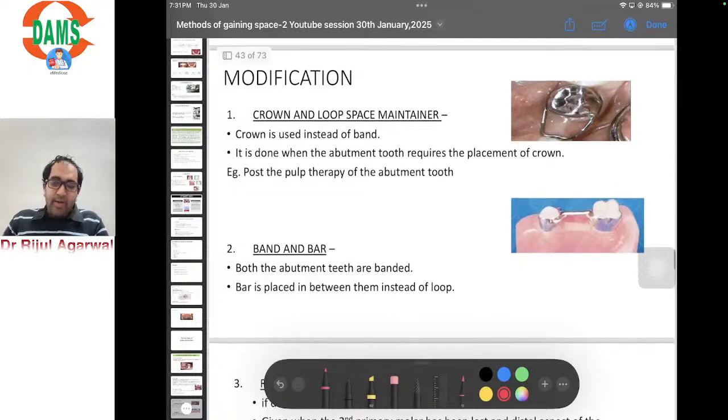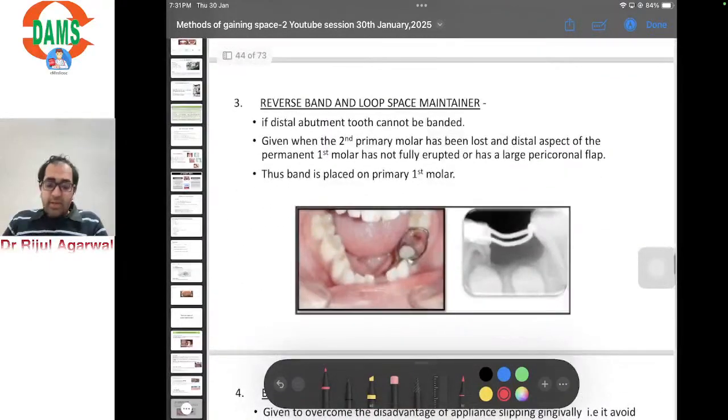And next is the band and bar type. Both the abutment teeth are banded and a bar is placed between them. Next is a reverse band and loop space maintainer, in which the distal abutment tooth cannot be banded, so a mesial abutment tooth or the tooth opposite to it is banded. It is given when the second primary molar has been lost and the distal aspect of the permanent first molar has not fully erupted, has a large pericoronal flap. Thus the band is placed on the primary first molar.